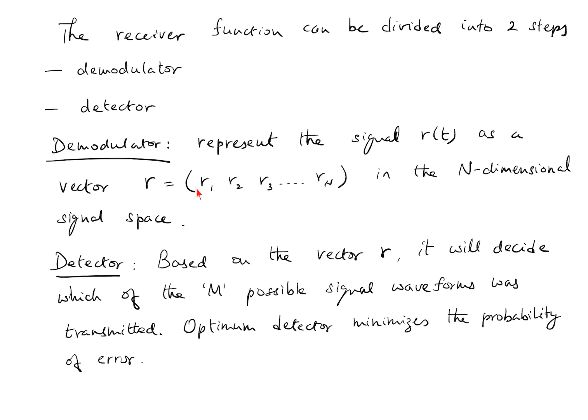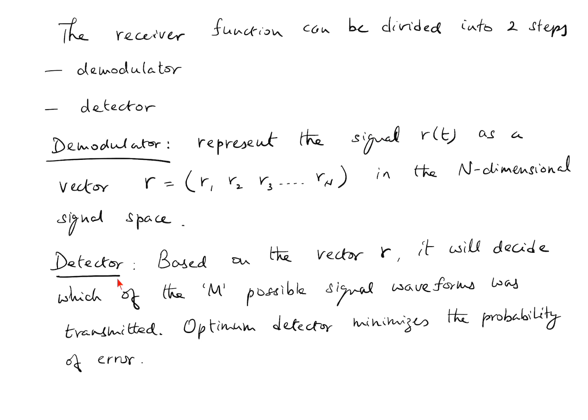So R1 is the projection of R of t onto the basis function phi1. R2 is the projection of R of t onto the basis phi2. R3 is the projection of R of t onto the basis phi3, and Rn is the projection of R of t onto the basis function phi n of t, right? So these denote the projections of the received signal onto each of the n basis functions, and that way, by putting these projections as elements of a vector, we get the vector representation of the signal waveform R of t.